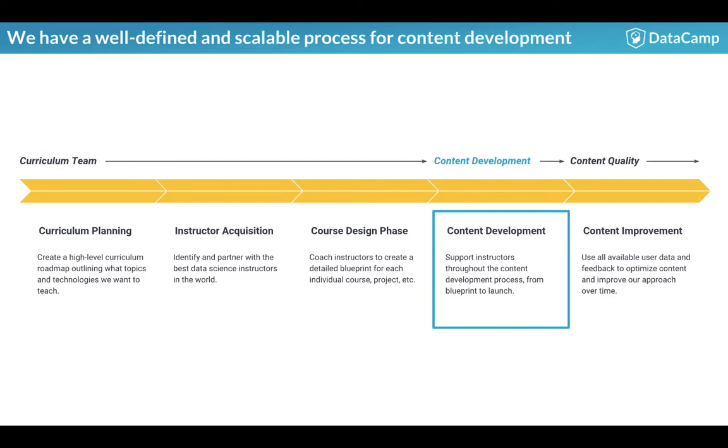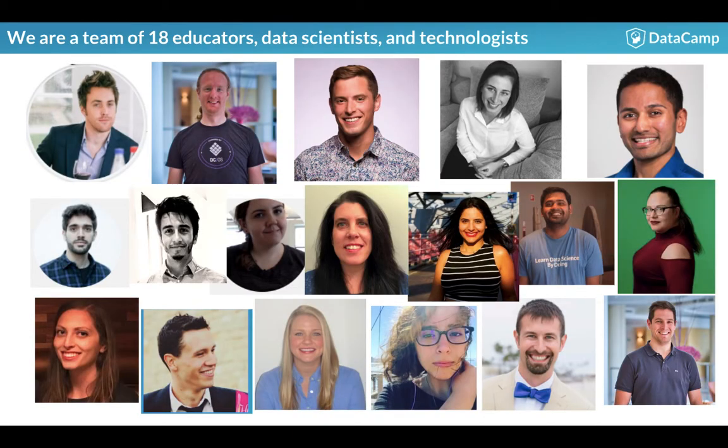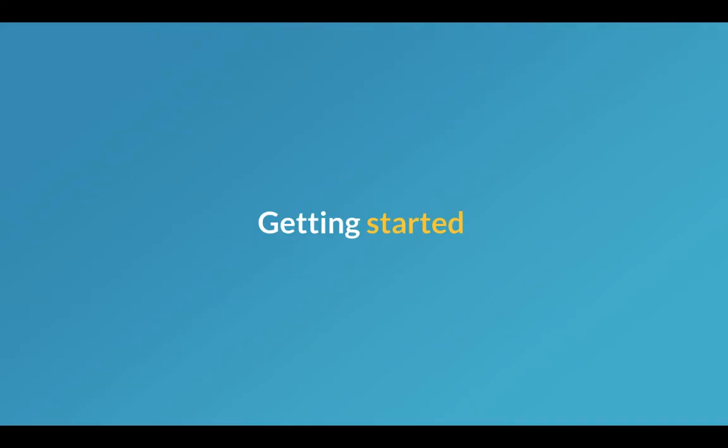Prior to course launch, you will be introduced to the content quality team. In this final stage, once the course is launched, the content quality team will work with you on content improvement to optimize content over time by using all available user data and feedback. Altogether, the content team is a group of 18 educators, data scientists, and technologists that make up the curriculum, content development, and content quality teams.